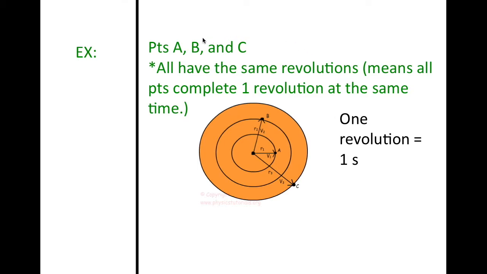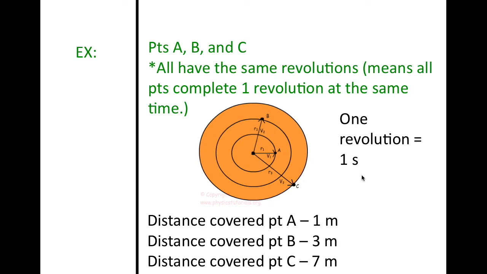For example, we have points A, B, and C on this disk, on this circle. We have point A, which is the shortest, and we have point B, which is in the middle, and C being the longest. So as you move further away from the center, your speed should increase. 1 revolution is 1 second.